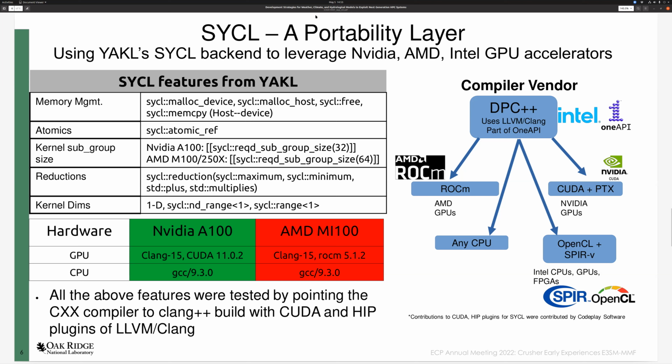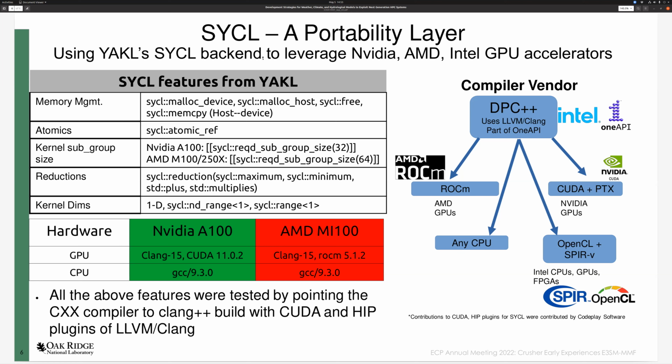So this slide mostly covers YAKL, which is a portability layer for the E3SM MMF project. And YAKL uses SYCL as one of the backends. The initial idea was that SYCL would be used for Intel GPUs. And very recently, the SYCL implementation from the compilers has matured enough that it can itself be a portability layer. So we tried using the SYCL backend of YAKL to run on all three hardware architectures, namely NVIDIA, AMD, and Intel.